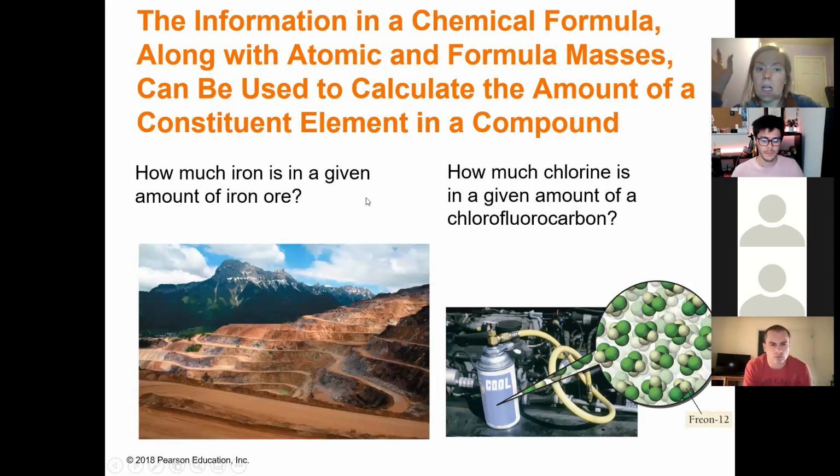So the information in a chemical formula tells us something about like how much of each thing we have. So when I see, like a chlorofluorocarbon or freon or something like that, it tells me how many chlorines, how many fluorines, and how many carbons I have. This example over here is sort of relating to the sodium and sodium chloride thing, how much iron is in a given amount of iron ore. So transferring or converting between the part and the whole.